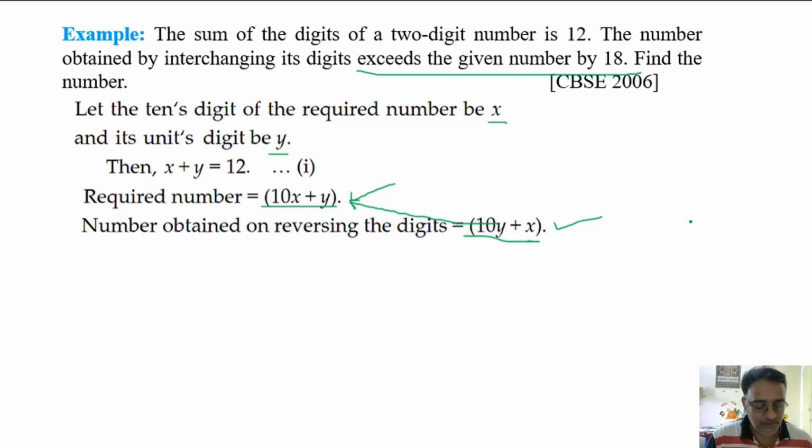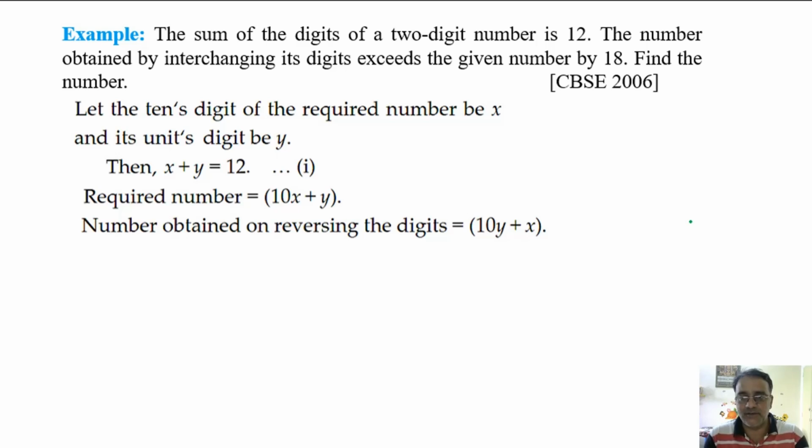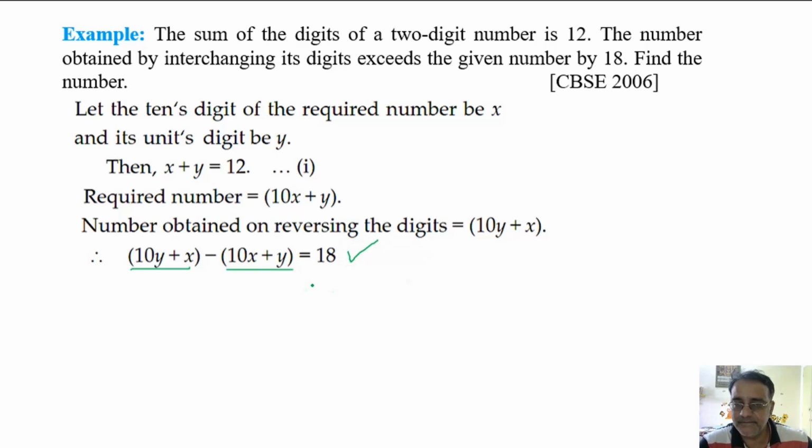मैं फिर से बोल रहा हूँ. I repeat once again. You can write in this way also. New number is equals to original number plus 18, or new number minus original number is equals to 18. So I am taking new number minus original number is equals to 18. Whether this step is clear to all of you?